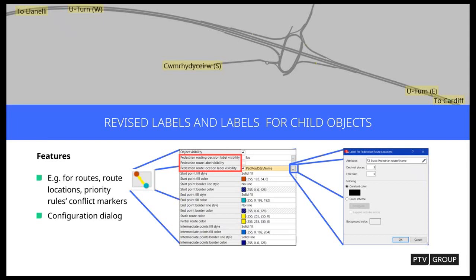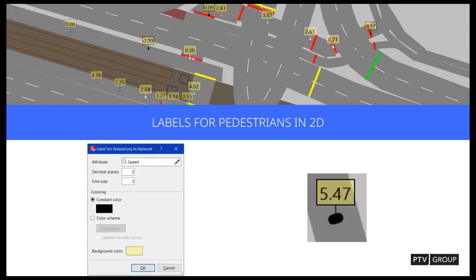And you see that it's not only that there are now labels which haven't been there before, but there are also more options to configure the labels. So, you could choose the attribute which is to be used for the labeling before, but now there is also a color scheme. So say if you are color coding the vehicles by speed or by acceleration, you can now make the label have the same color. And the same for pedestrians.